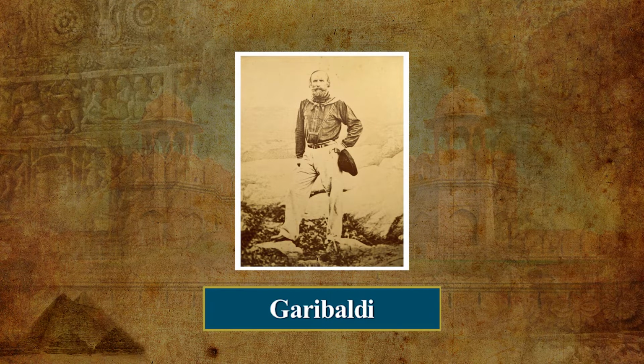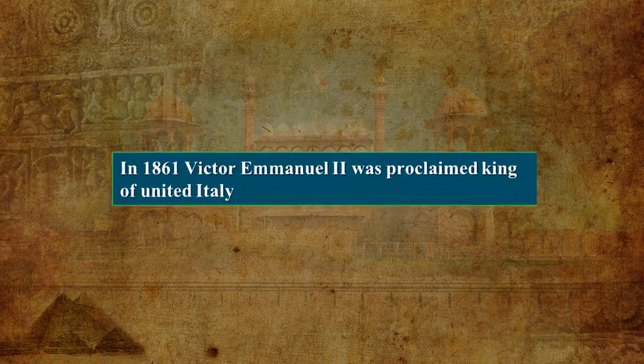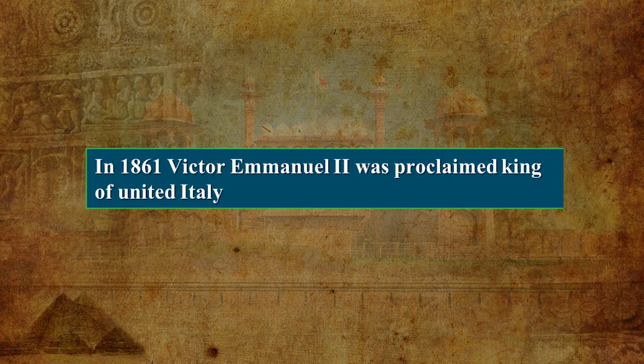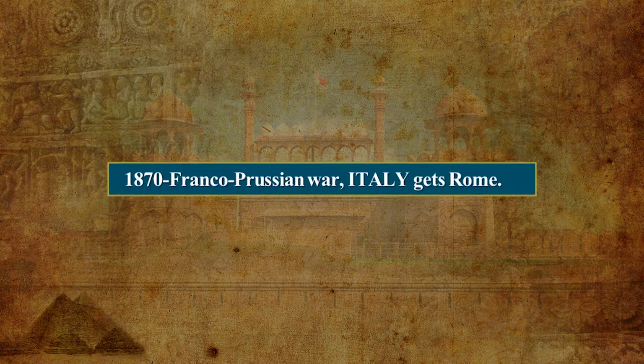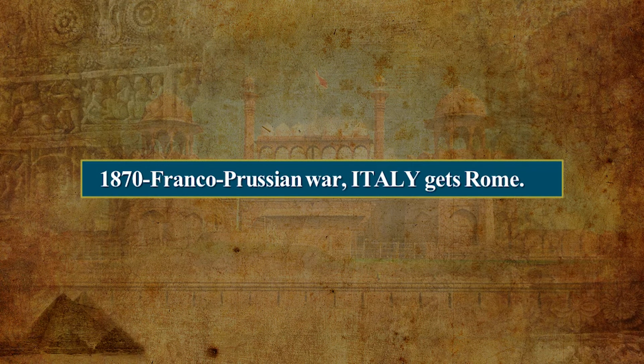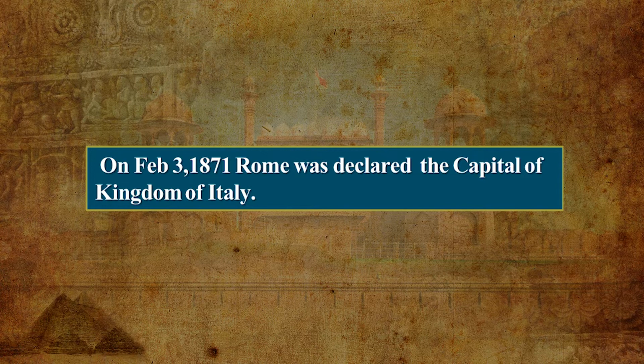So, his effort led to the unification of two Sicilies and getting the support of the local peasants in driving out the Spanish rulers. In 1861, Victor Emmanuel II was proclaimed the King of United Italy. Finally, in 1870, the Franco-Prussian War took place, in which Italy got Rome. On 3rd February 1871, Rome was declared the capital of the Kingdom of Italy.